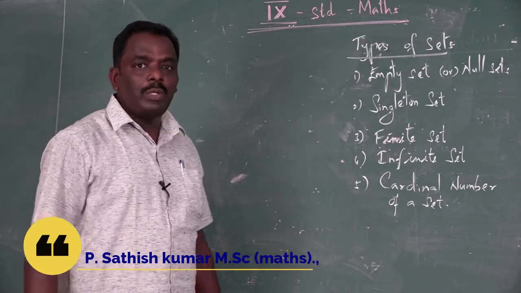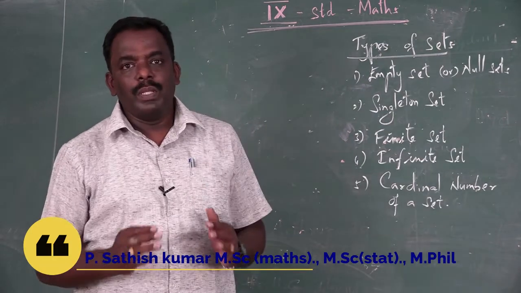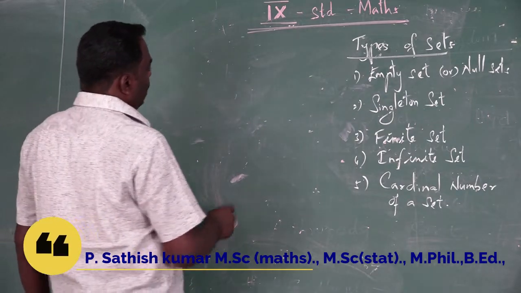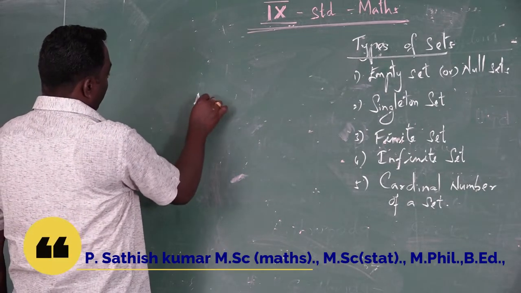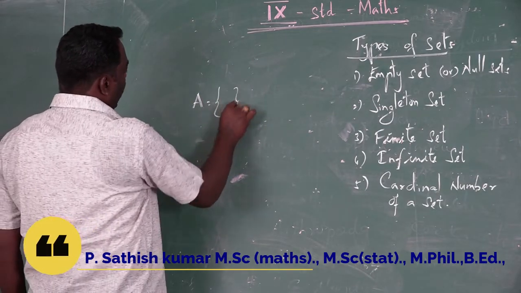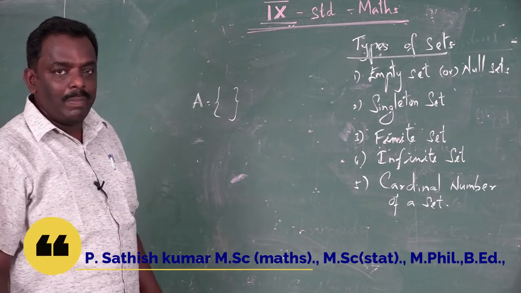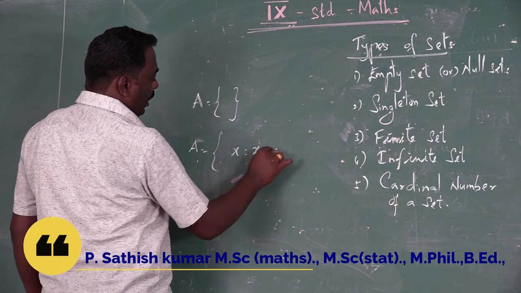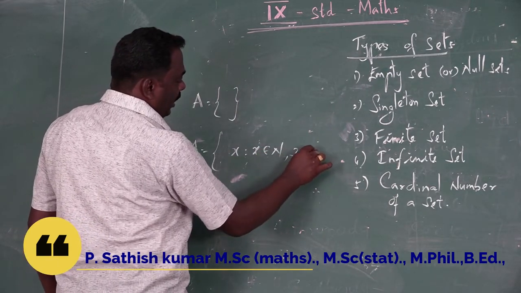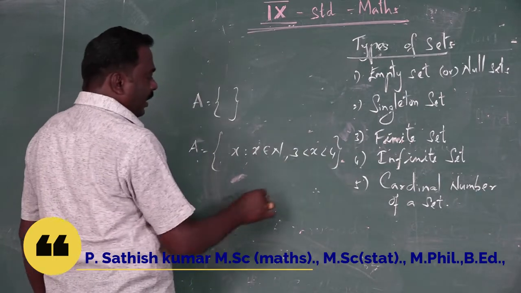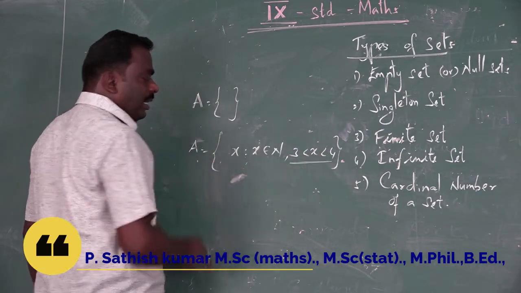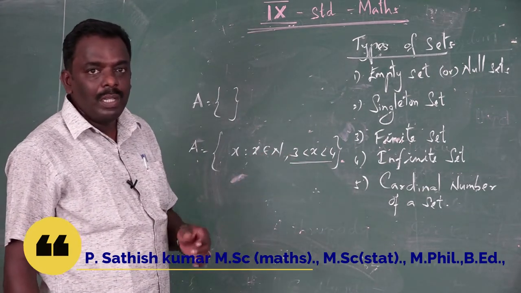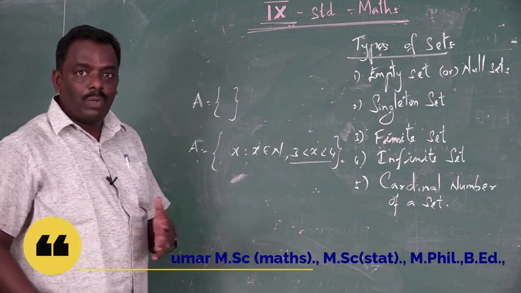Before going to discuss exercise number 1.2, first we want to know the empty set, or null set. An empty set, or null set, means a set A containing no element. For example, a set whose elements are x such that x belongs to the natural numbers and 3 < x < 4. There is no natural number between 3 and 4. No numbers are possible in the natural numbers between 3 and 4. Therefore, the set is called empty.